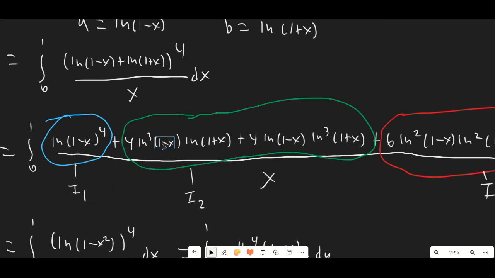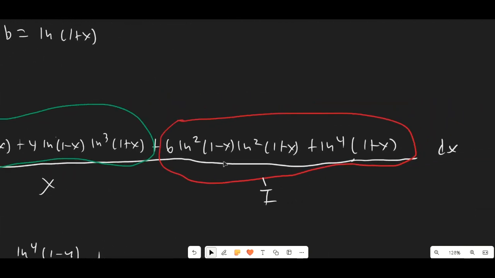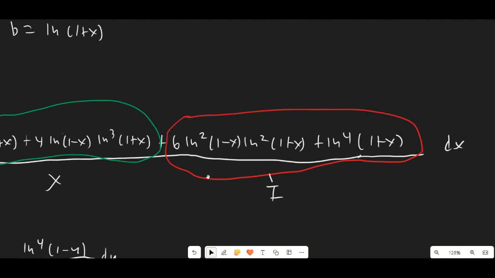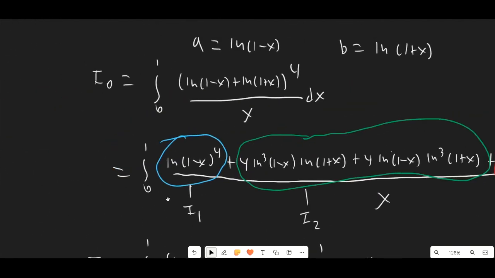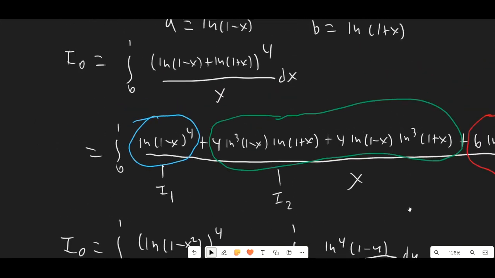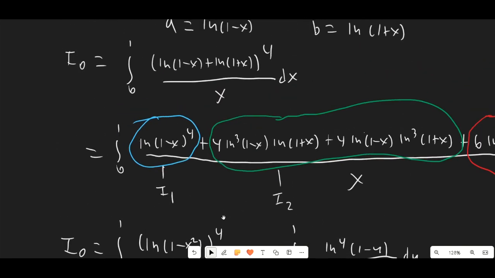We have natural log cubed of 1 minus x, and natural log 1 plus x, and natural log of 1 minus x times natural log cubed of 1 plus x. And then the remaining terms are these natural log to the 4th of 1 plus x and this 6 natural log squared term, and this was just our original integral I. So overall, we have that I naught is equal to I1 plus I2 plus I. Let's go ahead and solve for I naught, I1, and I2.